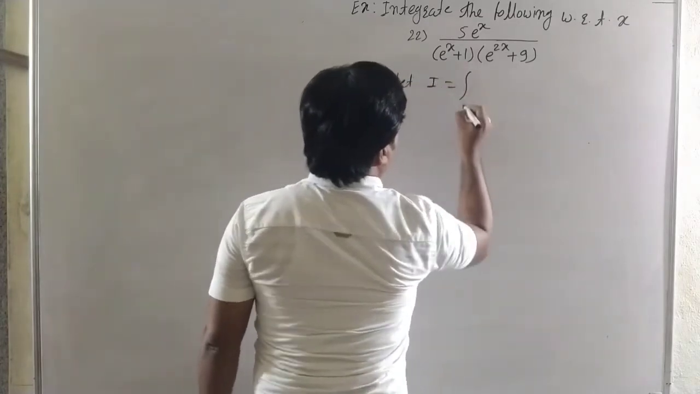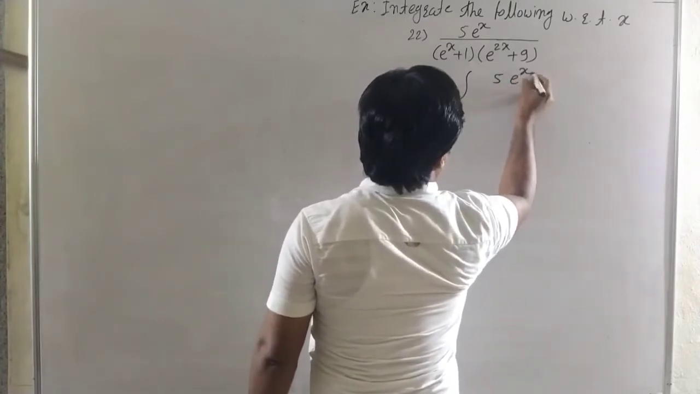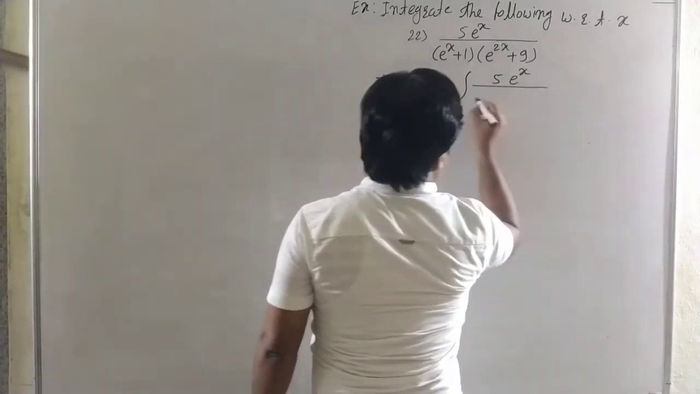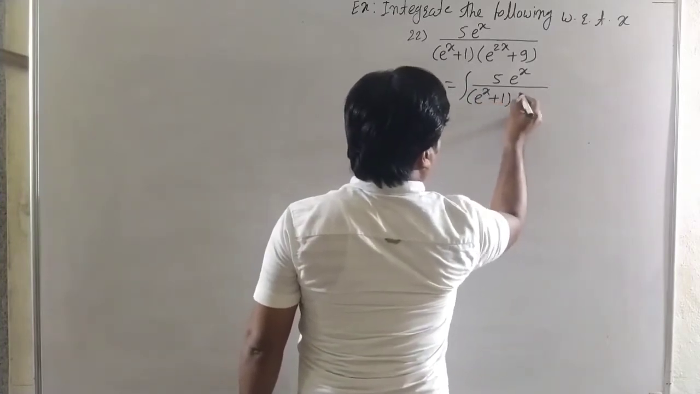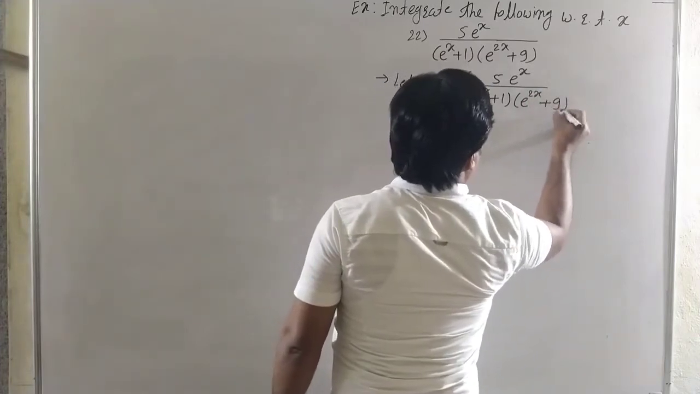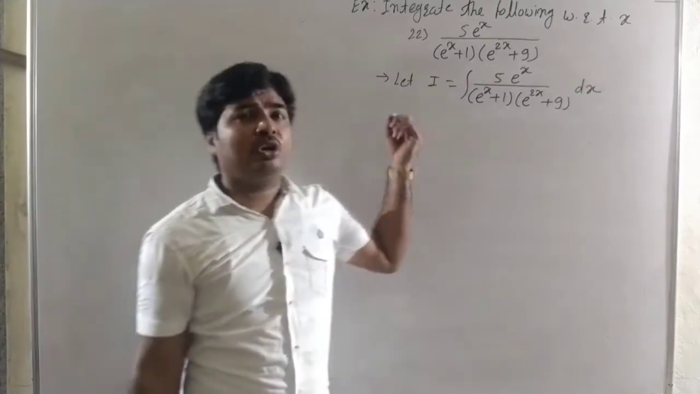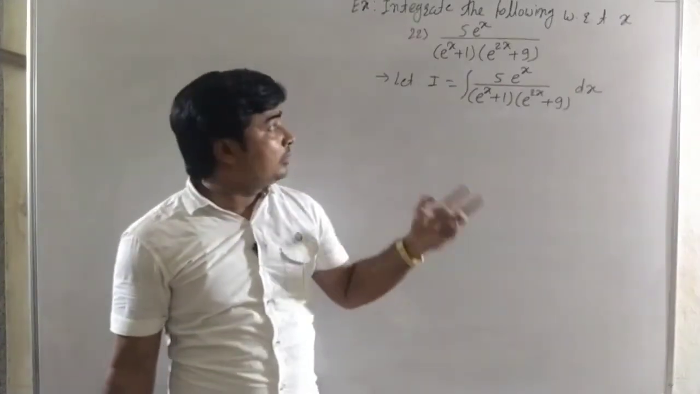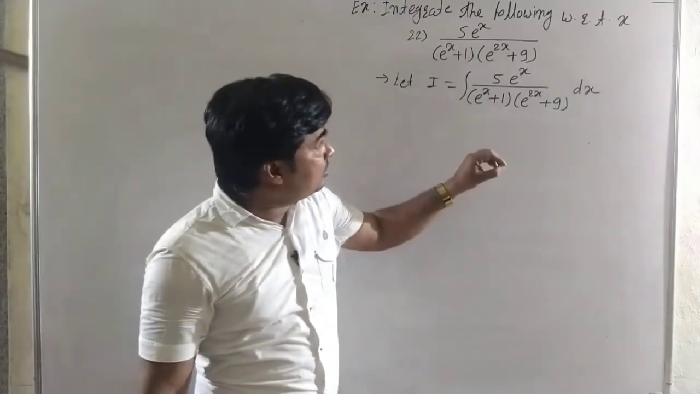Let I be equal to the integral of 5 e^x upon (e^x + 1)(e^(2x) + 9) dx. Now this integral is not in our type, so we apply the second step, that is the substitution. Can we take the substitution or not?